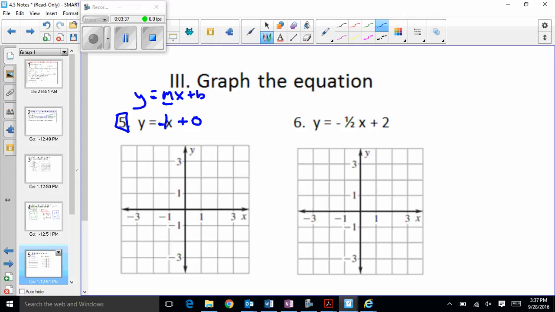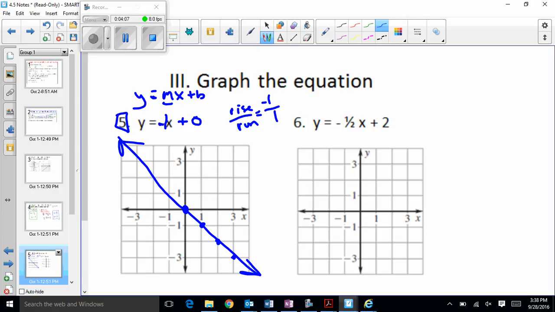If I take that and apply that information here on the graph, I've got my line crossing the y-axis at 0. And then the slope, the rise over the run, is going to be -1/1. So I'll actually go down 1 and over 1. Down 1, over 1, down 1, over 1. That is my line.